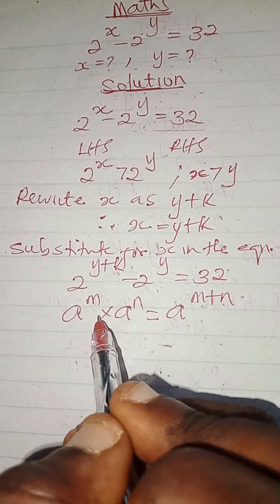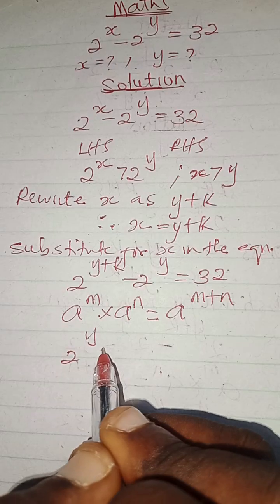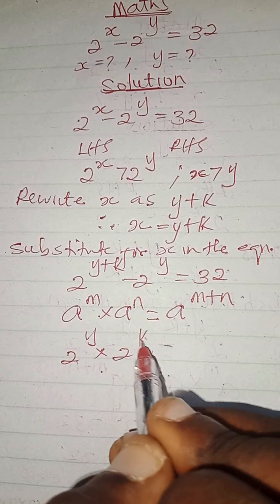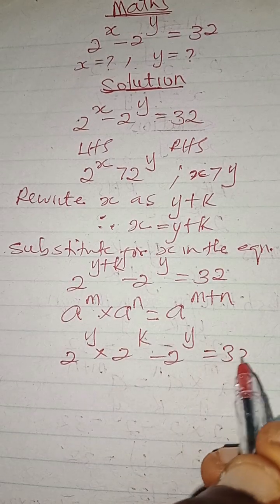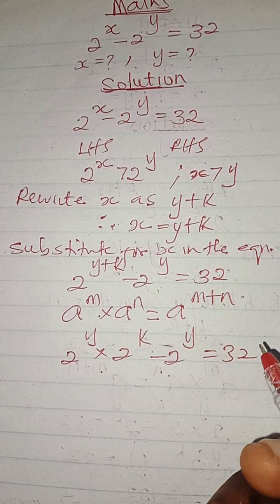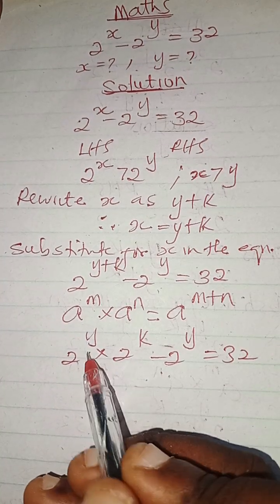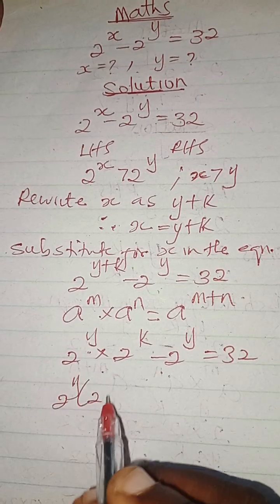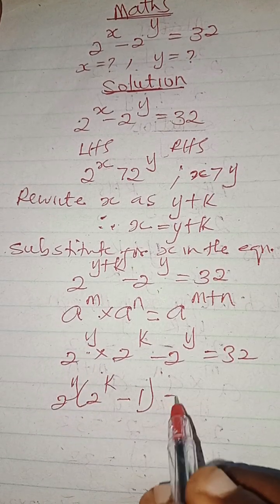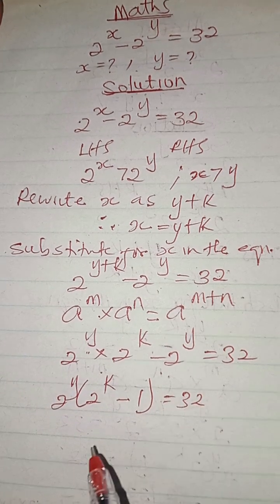So express this in the form of this: 2 raised to the power of y multiplied by 2 raised to the power of k minus 2 raised to the power of y equals 32. Sure, you remember that we can factor out something here. Just look, this is common to this term, this is common to this term. So factor out 2 raised to the power of y. After we must have done that, this is what we are going to get.